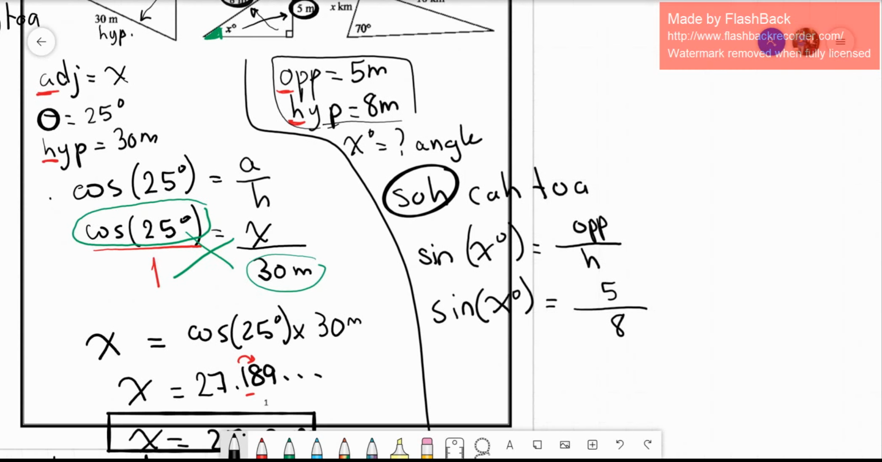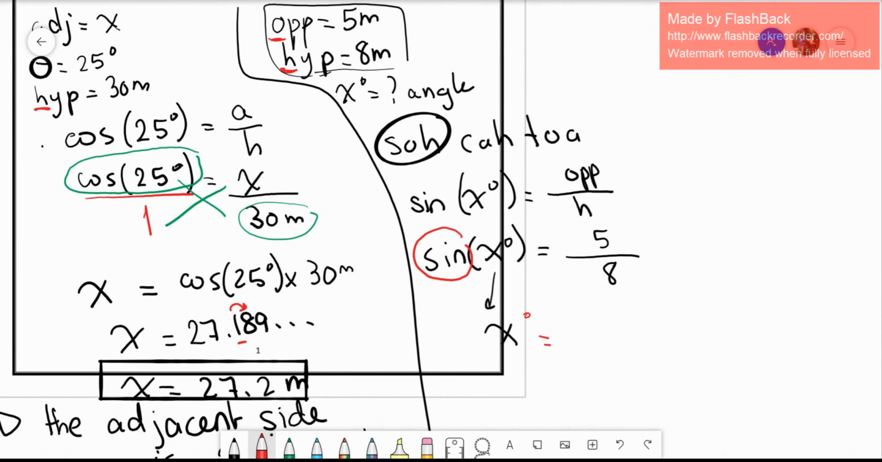Or from the figure. Now, how do we get x? It's an angle, remember? You get rid of this one. How? By using shift sine. Therefore, the x will be shift sine 5 over 8.